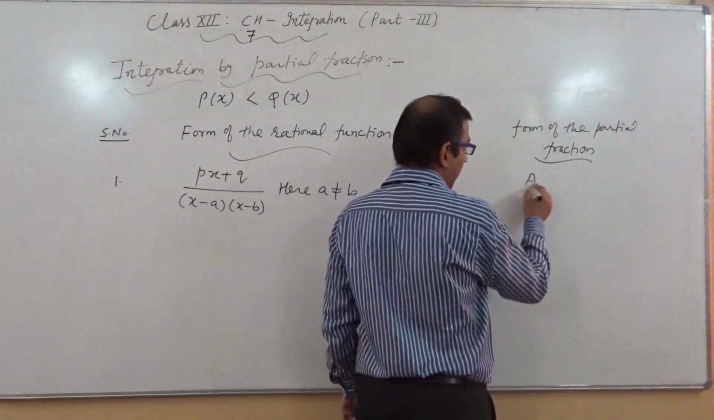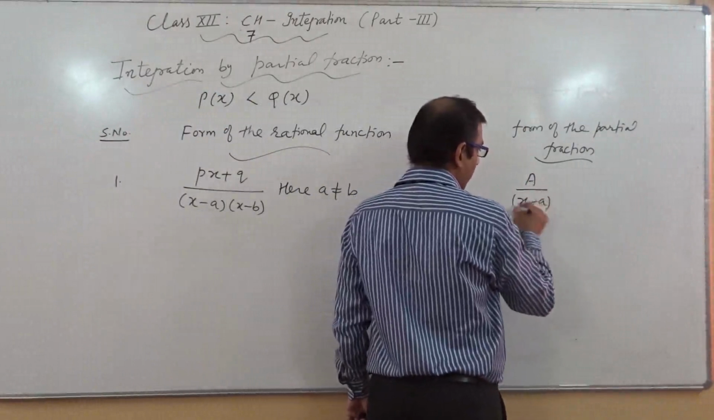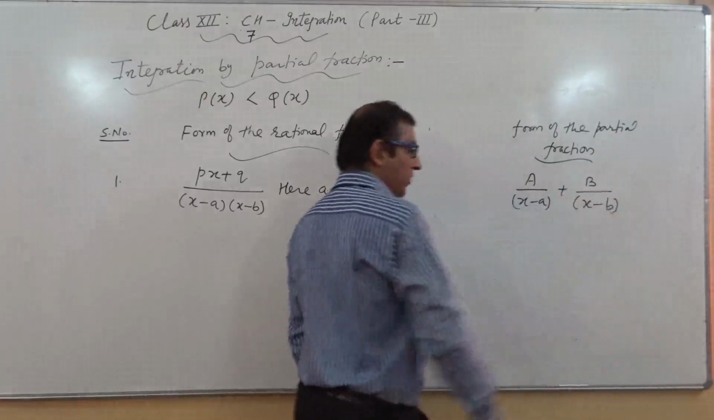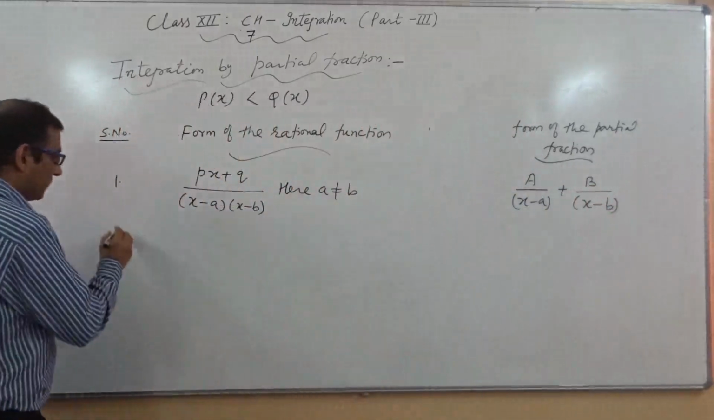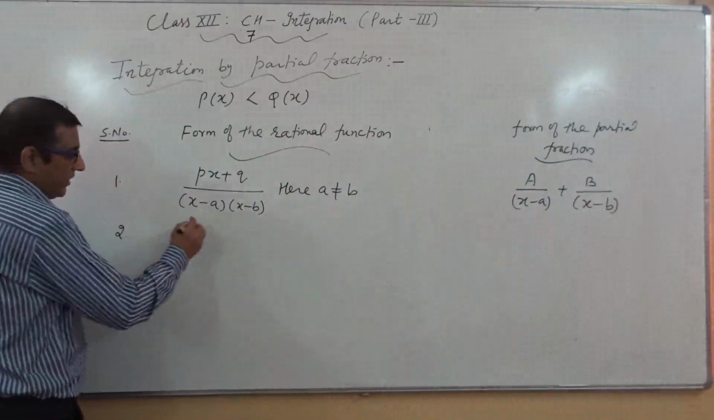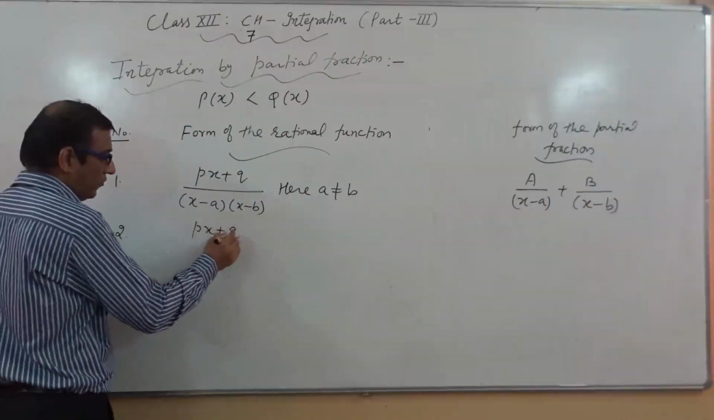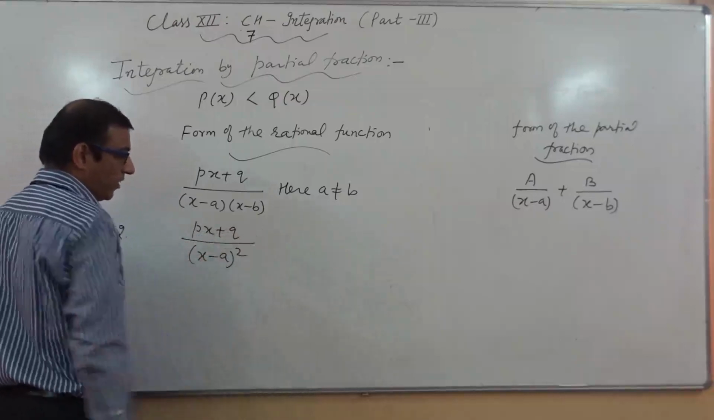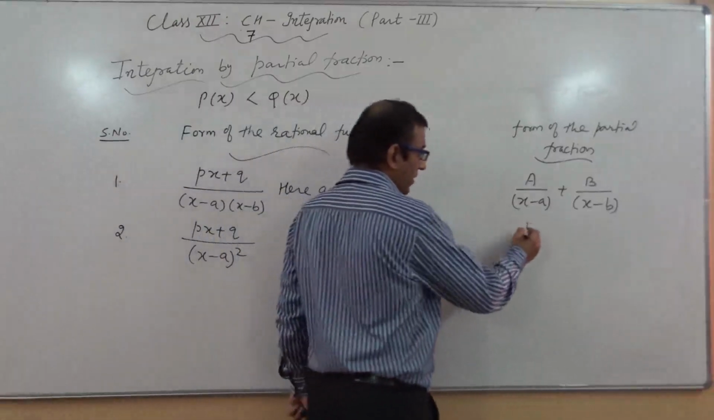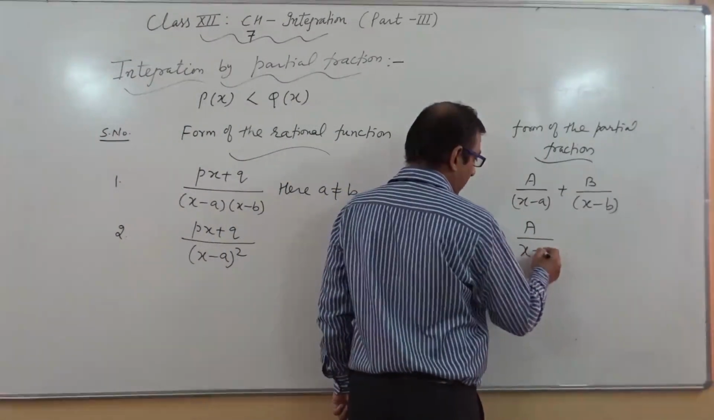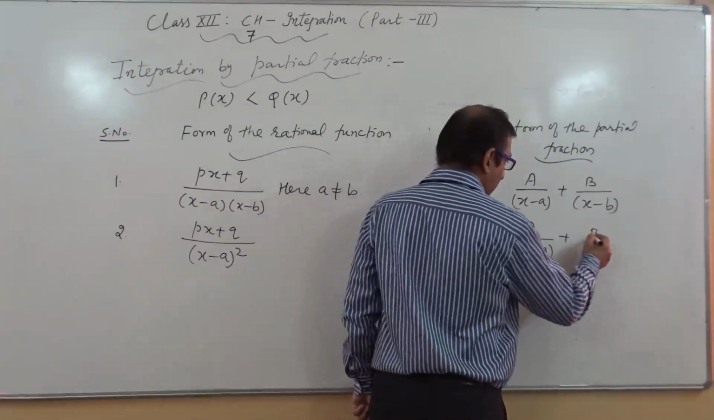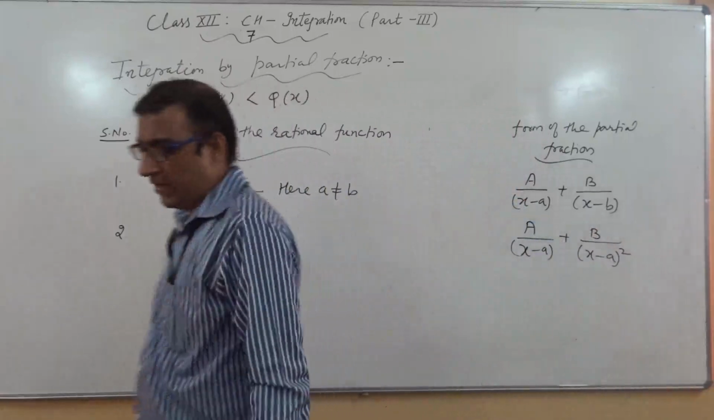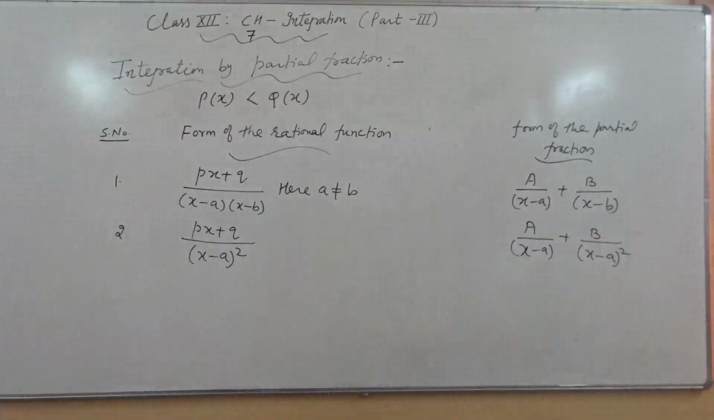It can be written as A upon (x minus a) plus B upon (x minus b), where x minus a and x minus b both are prime factors. The second situation is (px plus q) upon the whole square of (x minus a). It can be written as A upon (x minus a) plus B upon the whole square of (x minus a), where A and B both are constants.